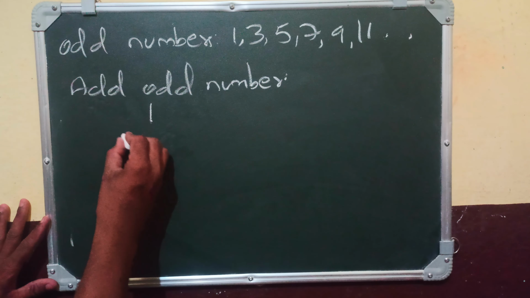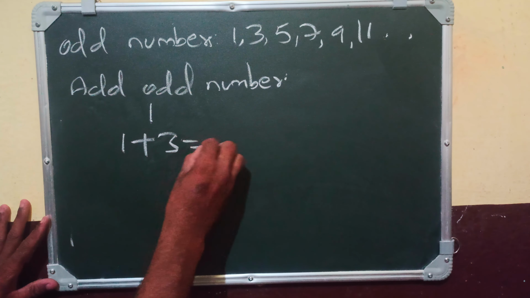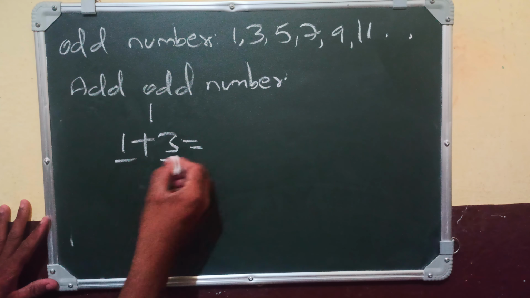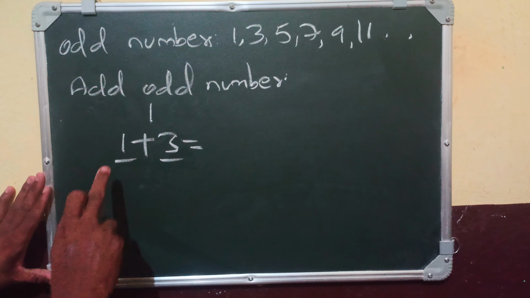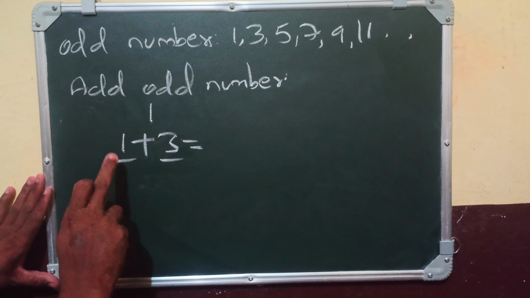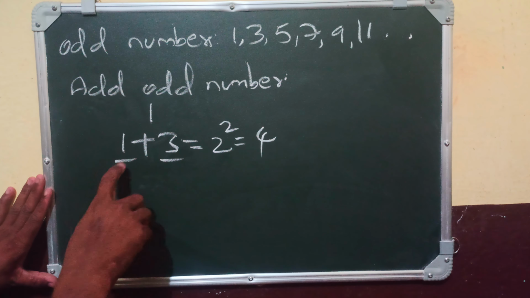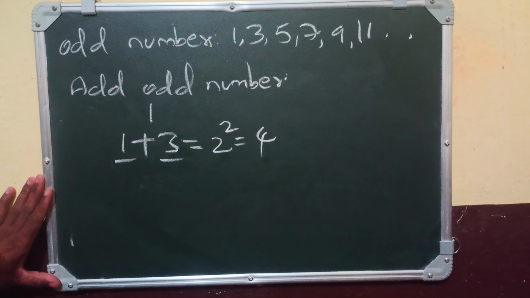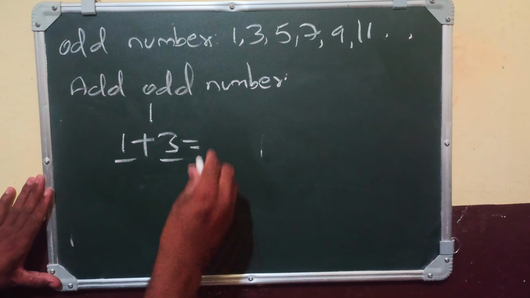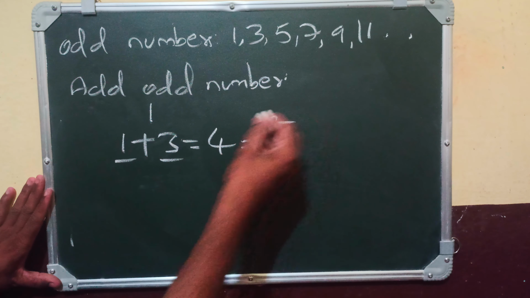For example, write 1, then add 3. So how many numbers are you going to add? Keep that in your mind. Here we are adding 2 numbers. 1 plus 3 will become 2 square, that is equal to 4. Why? Because 1 plus 3 gives 4, which is 2 square.